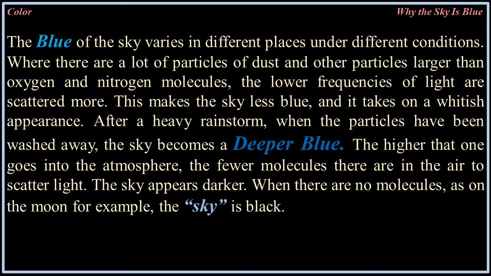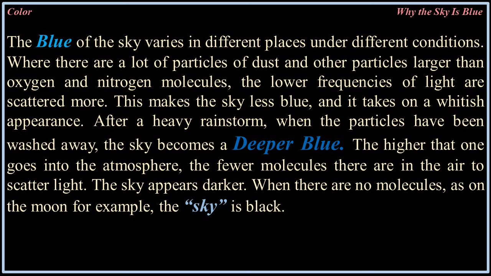Where there are a lot of particles of dust and other particles larger than oxygen and nitrogen molecules, the lower frequencies of light are scattered more. This makes the sky less blue, and it takes on a whitish appearance. After a heavy rainstorm, when the particles have been washed away, the sky becomes a deeper blue.